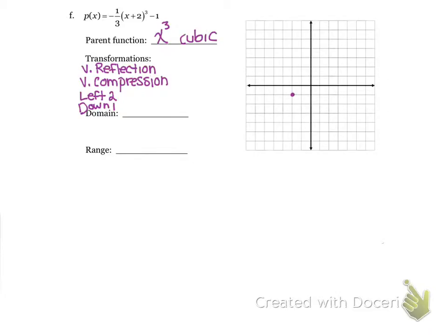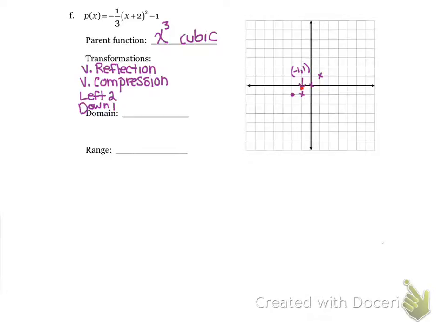Okay, so the points that we had were here, here, and here for a cubic function. So first thing I'm going to do is this one right here. So this is negative 1, 1. A vertical compression by 1/3 means now we have negative 1, 1/3 because we're vertically compressing it. So negative 1, 1/3 is about right here.